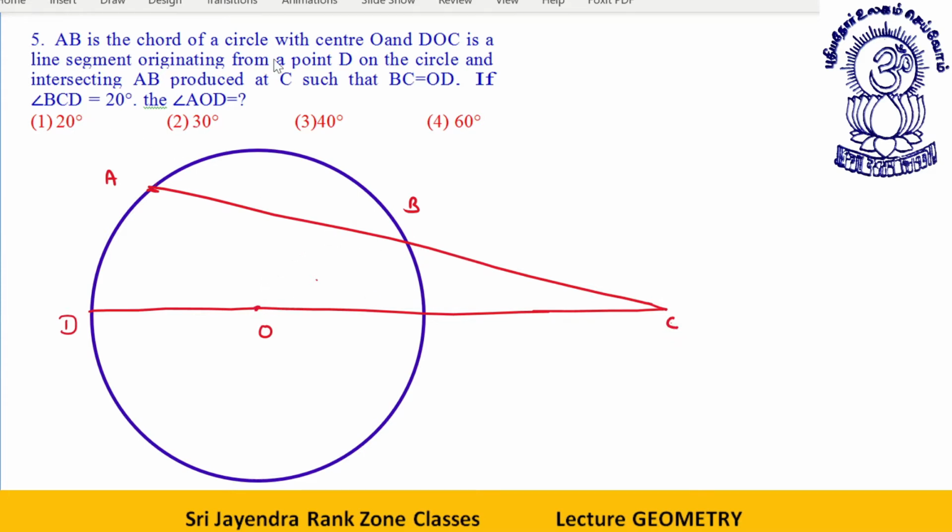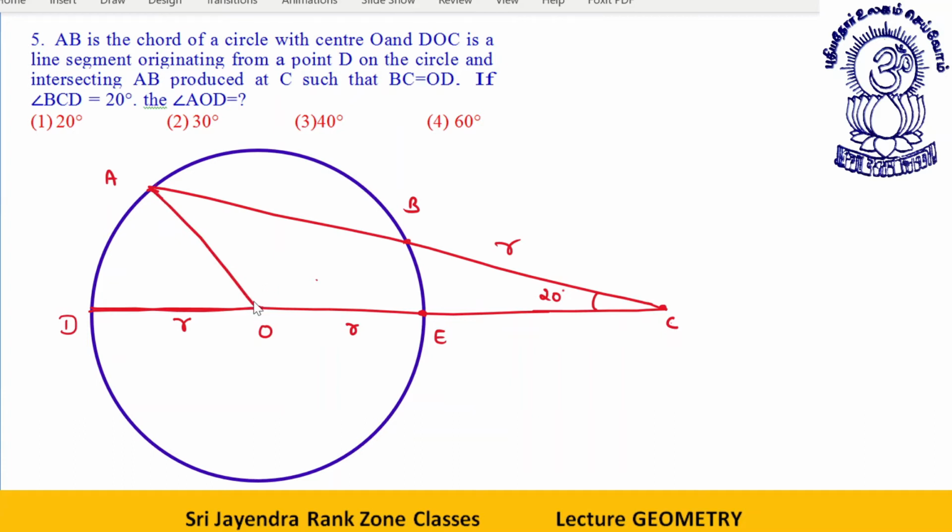I repeat again. AB is a chord of a circle with center O, and DOC is a line segment originating from a point D on the circle and intersecting AB produced at C such that BC is equal to OD. Now this is BC. This BC is equal to OD. OD is equal to R. Let's assume this point is E. This is also R. BC is equal to OD is the main thing. Therefore, this is again R. If angle BCD is equal to 20 degree, then angle AOD is, you have to determine this angle.